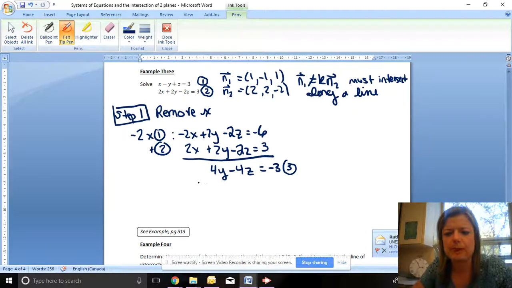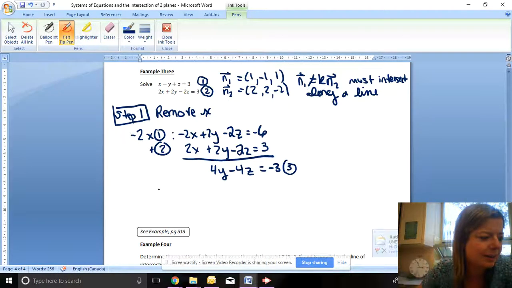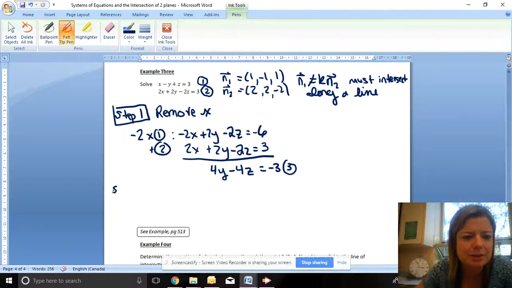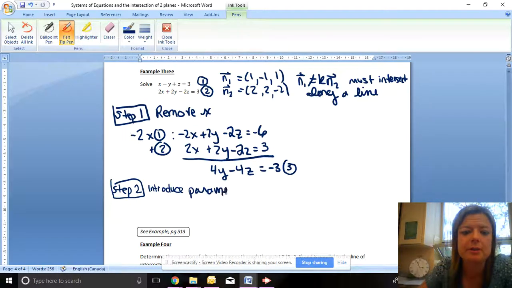Okay, now this is where you are maybe going to get a little bit uncomfortable. Step 2 is we're going to introduce a parameter. You're like, what are you talking about? I mean, maybe that's what you think most of the time, I don't know. We're going to introduce a parameter, okay?